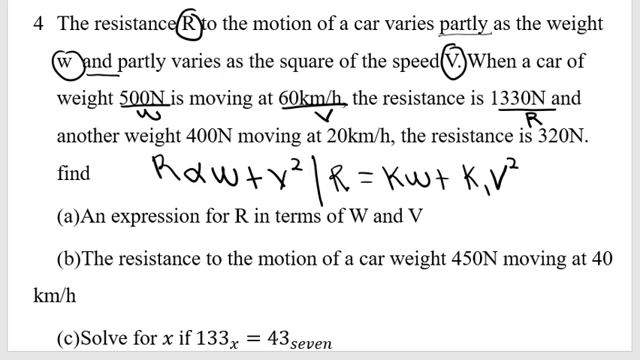Let's go back to the question again. It says, and another weight. So in this case, our W is 400, our V is 20, and our R is 320 because the resistance is 320. So once again, we are going to take these values and substitute them into equation A, and that will give us our second equation.